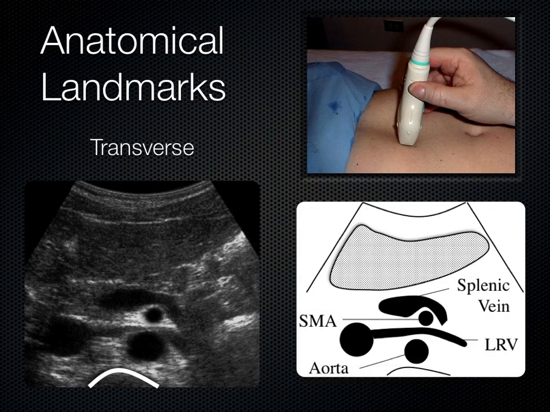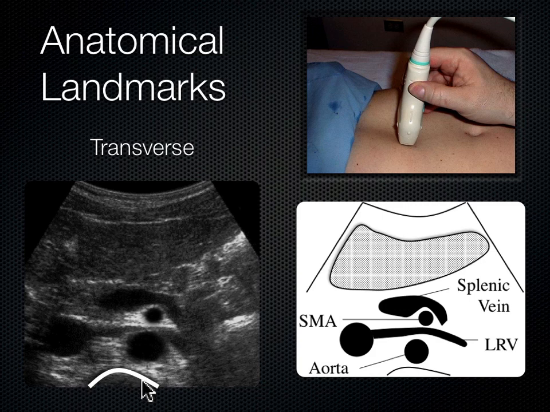Now we're going to turn the probe into a transverse plane. Okay, so we went from parasagittal right, we take the indicator, we aim it to the patient's right, now we're in a transverse plane. We're getting a cross-section of the body. And so the first thing I look at is this right here. This is the spine shadow. Okay, that's where the sound encounters the spine, it can't go any further, and bounces back up towards the probe.